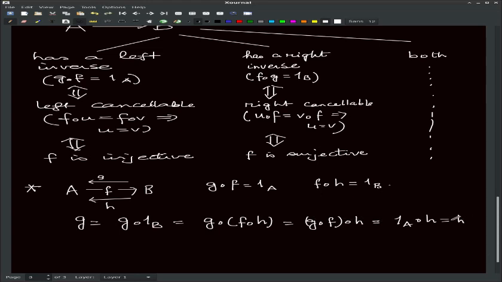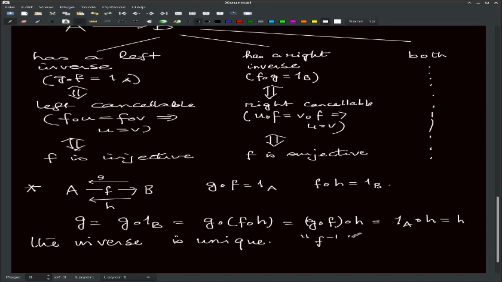So if it has a left inverse and a right inverse, then G is equal to H, and it is unique. So in this case, the inverse is unique. And hence, that's why we write it like this.